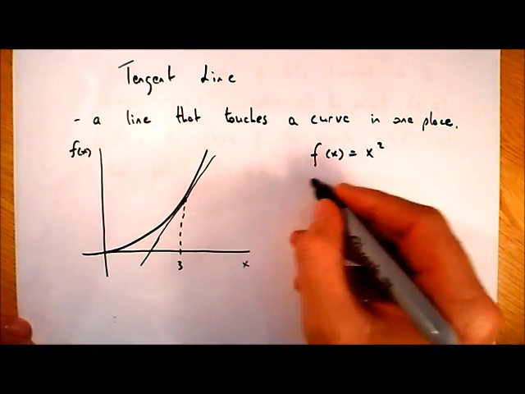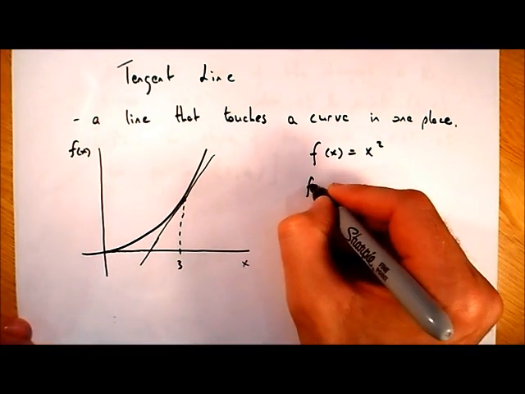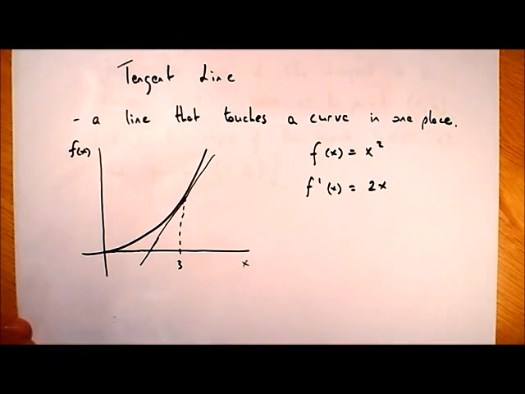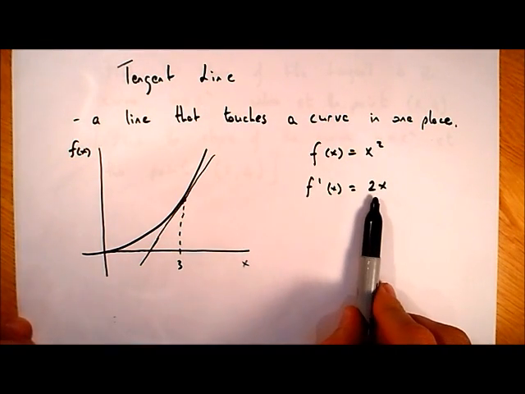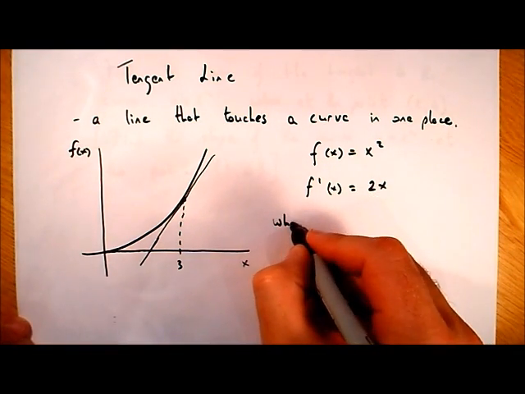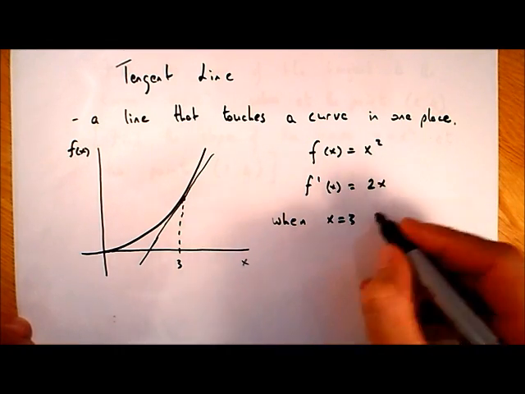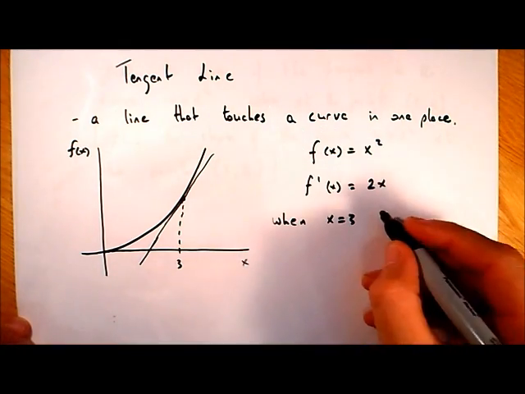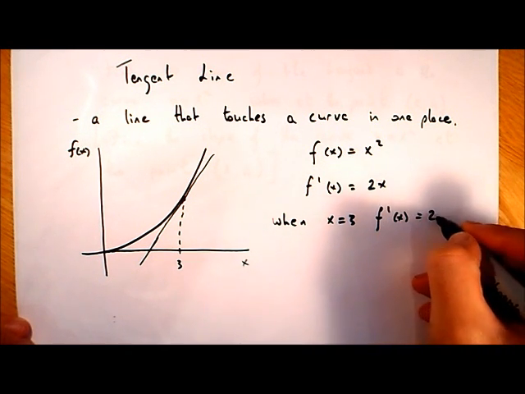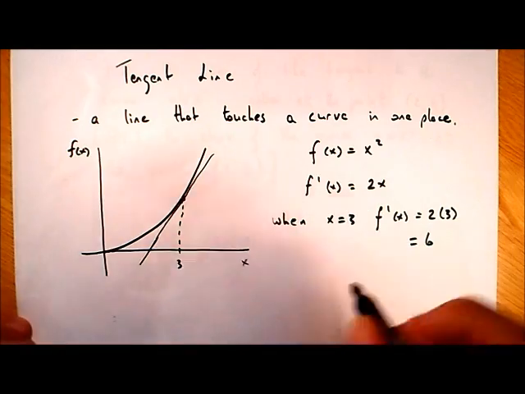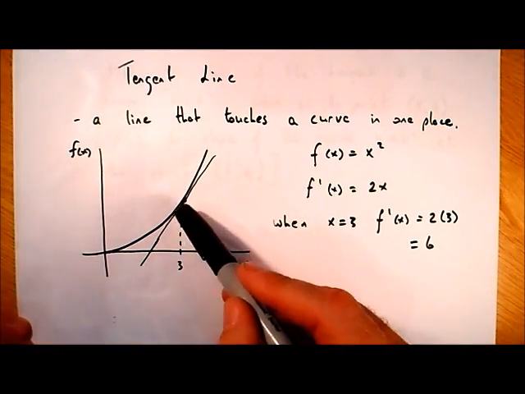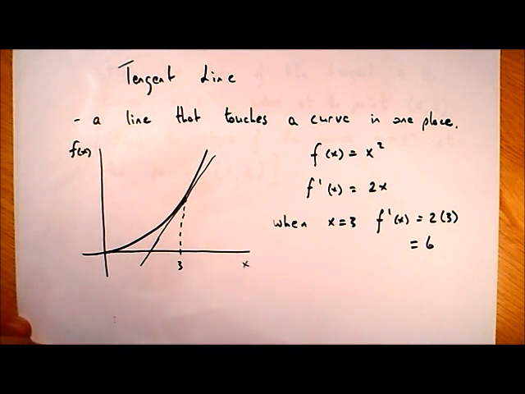So if I have f of x is equal to x squared, I could find f dash of x, which is the slope of the curve. So f dash of x is equal to 2x. But this 2x is also the slope of the tangent line. So when x is equal to 3, f dash of x would be equal to 2 times 3, which is 6. So right here, the slope of the tangent line is 6, and the slope of the curve right there is also 6.